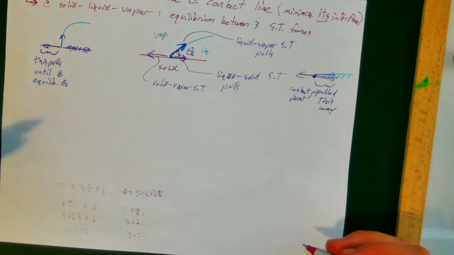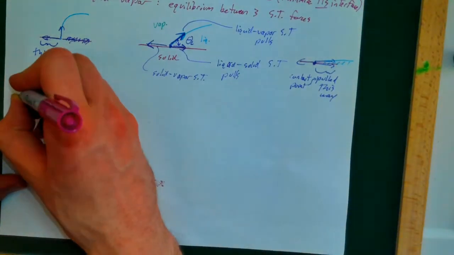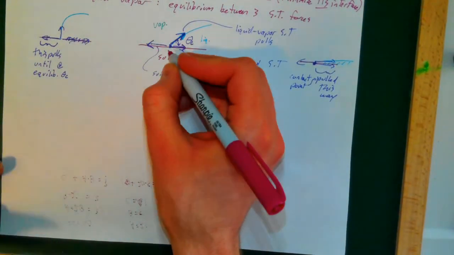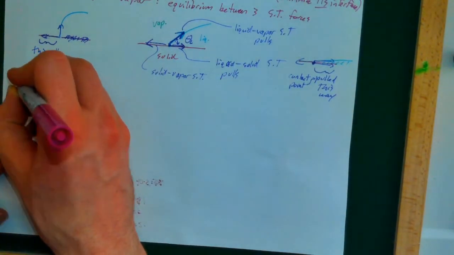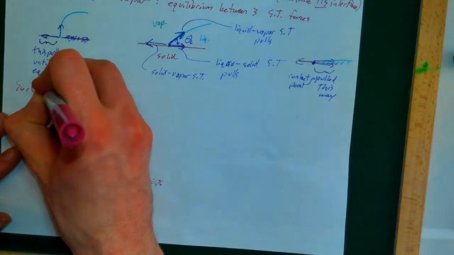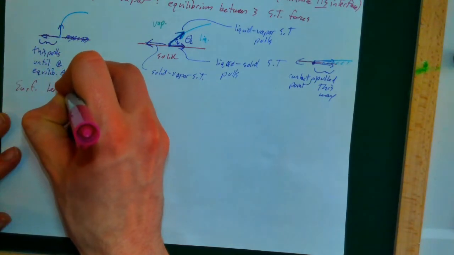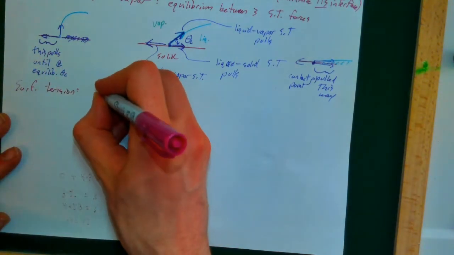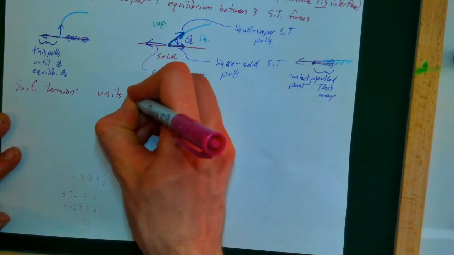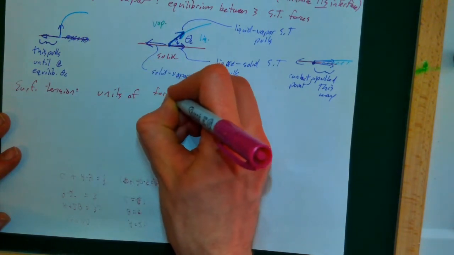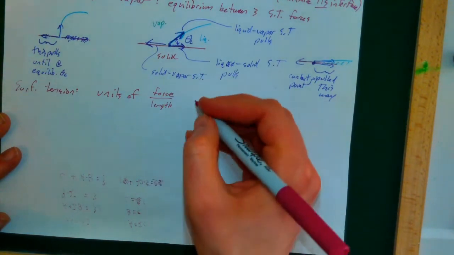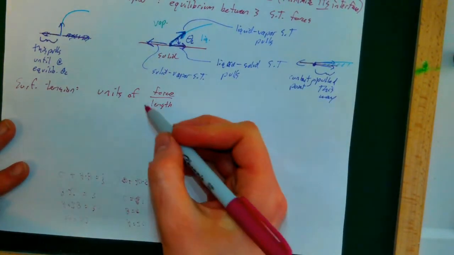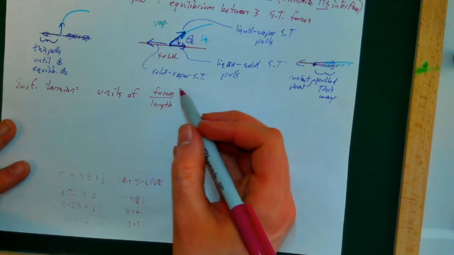Surface tension has this interpretation. If you look at surface tension, it has units of force per length. So surface tension basically has units of force per length. And how do I want you to interpret this? Well, there are a couple of ways to interpret this.